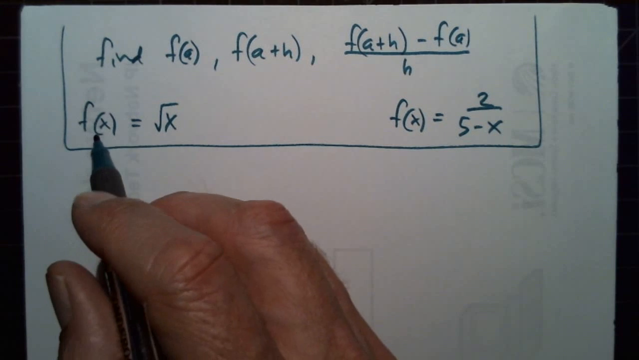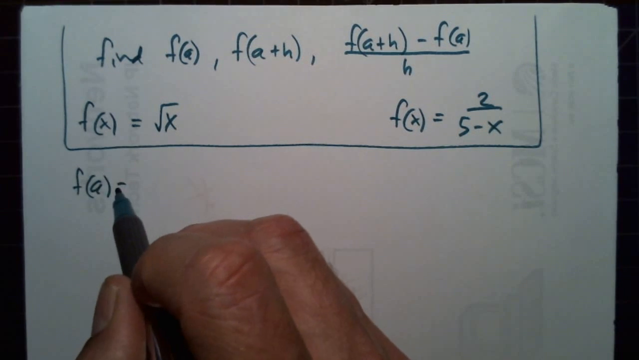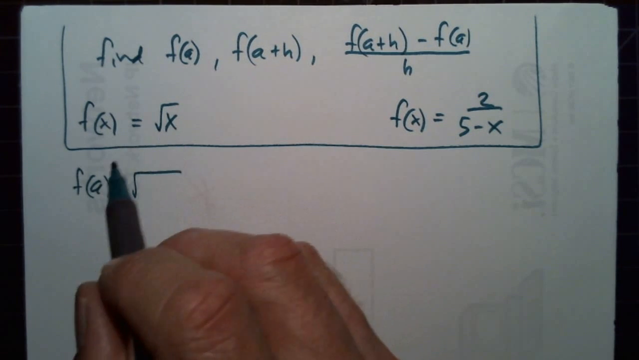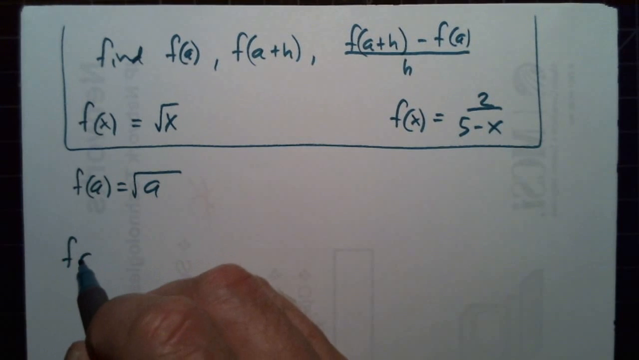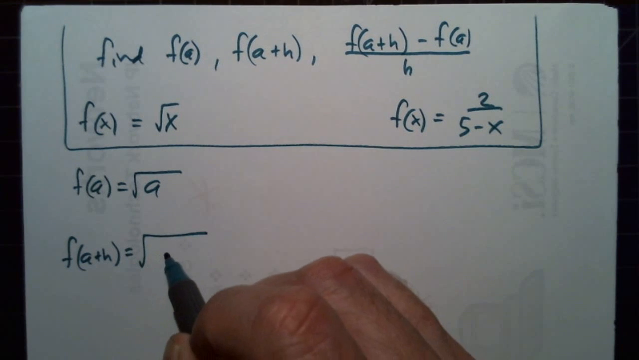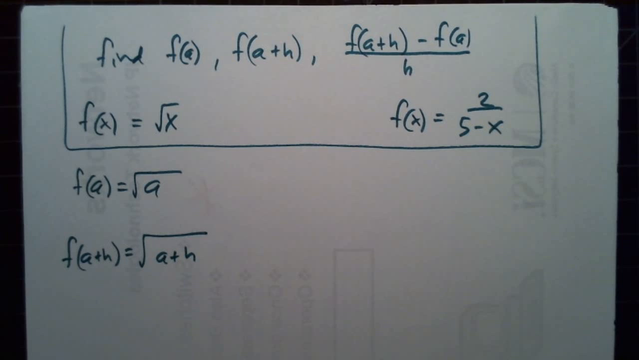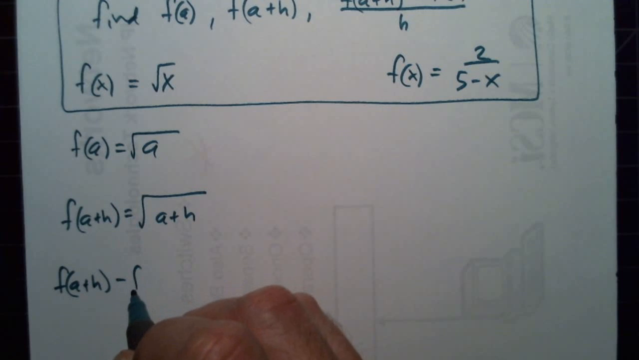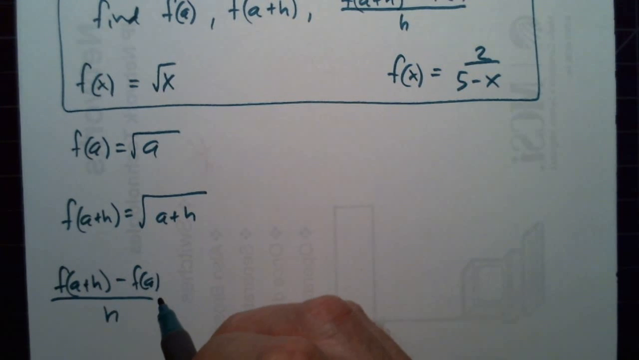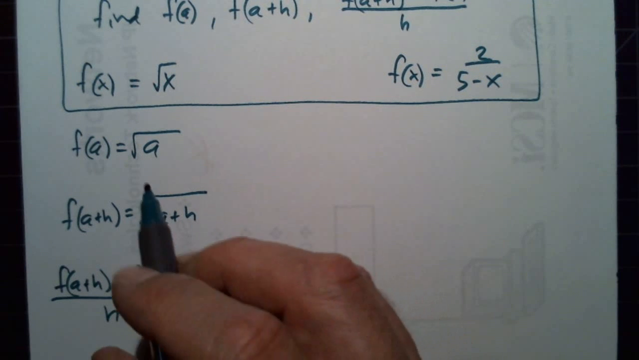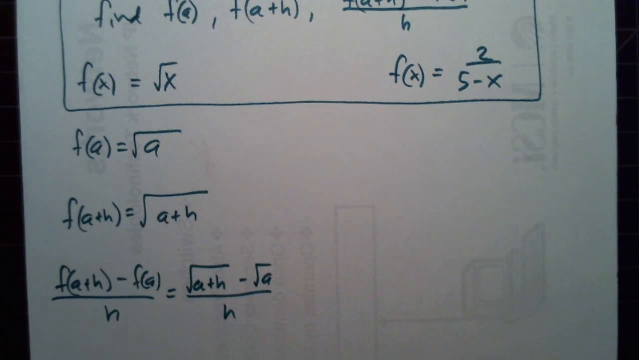So let's look at f of a. F of a means copy f and leave a space for the x, but instead of the x you write an a. F of a plus h, copy f, leave a space and put a plus h. And then we have f of a plus h minus f of a over h. F of a plus h is there. F of a is there. And we're done.